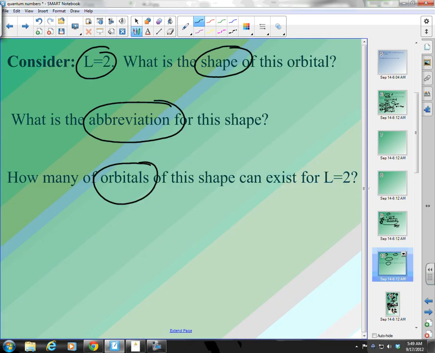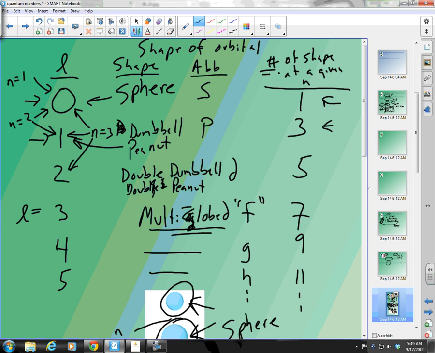So let's answer our question. L is equal to 2. What is the shape of this orbital? Okay, so L is equal to 2. L equals 0 was a sphere. L equals 1 was a peanut. L equals 2 is a double peanut. Is that right? Let's go back and look. Okay, L equals 0, sphere. L equals 1, peanut. L equals 2, double peanut.